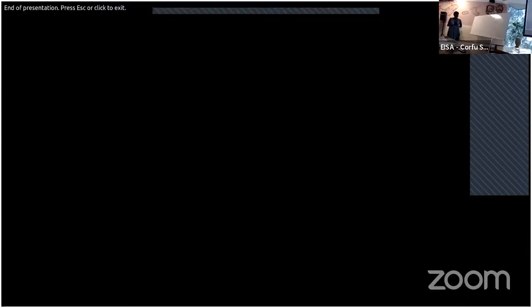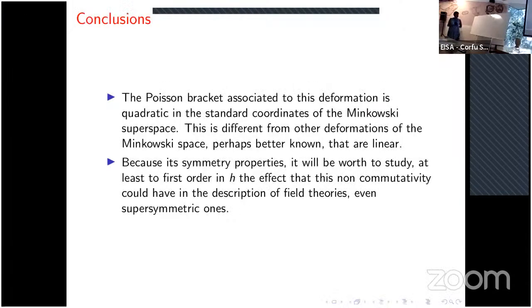The Poisson bracket is quadratic, and this is different from other deformations that perhaps are better known that are linear. But it has symmetry properties that make it worthy to study. In particular, as I said at the beginning, they have a quantum Lorentz group acting on the Minkowski space. So I think that not all the deformations that are in the literature have that. So this is all. Thank you for your attention.